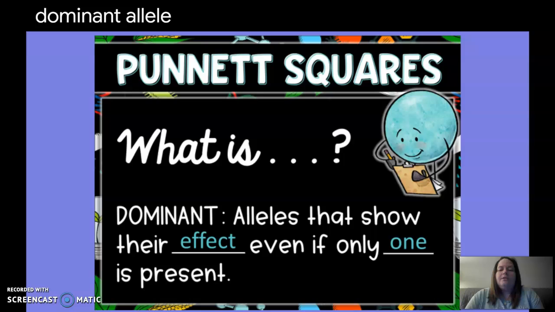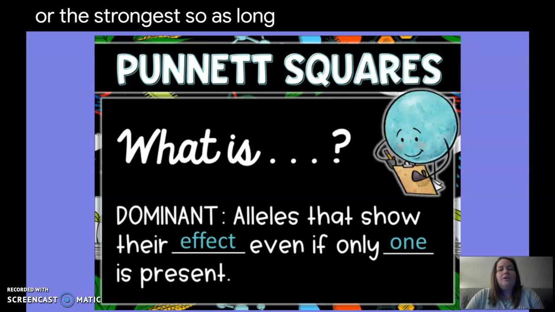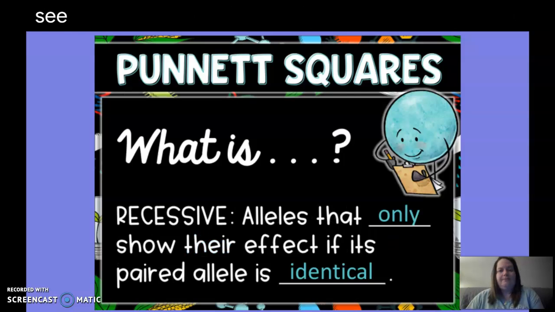Dominant alleles show their effect even if only one is present. Okay, dominant means that it is stronger than or the strongest. So as long as you have one dominant allele present, that is the trait that you are going to see.